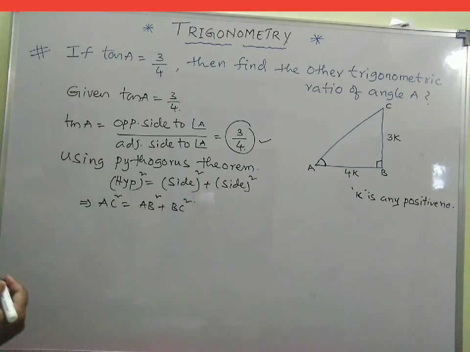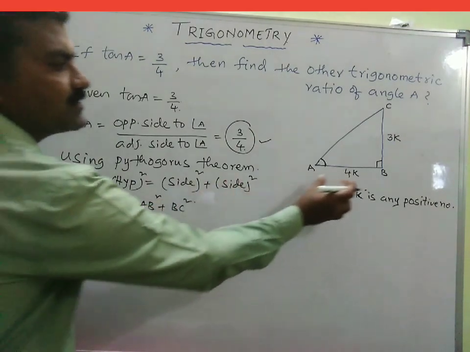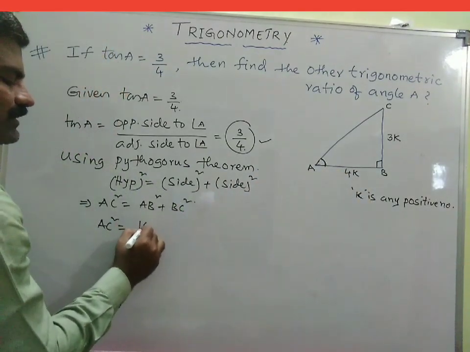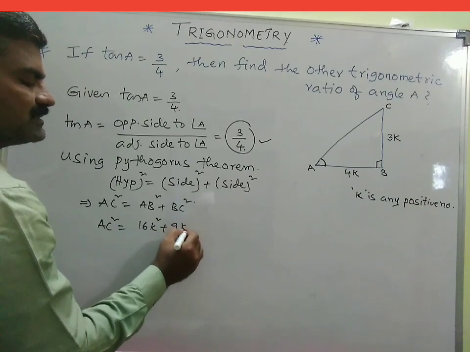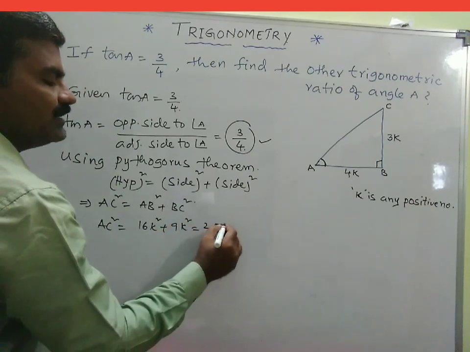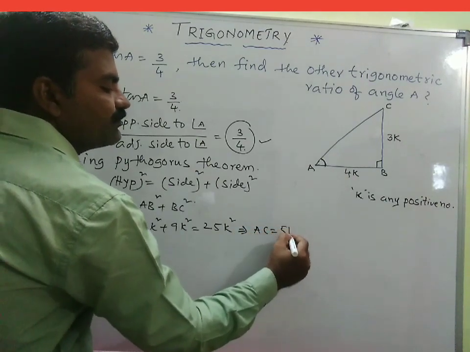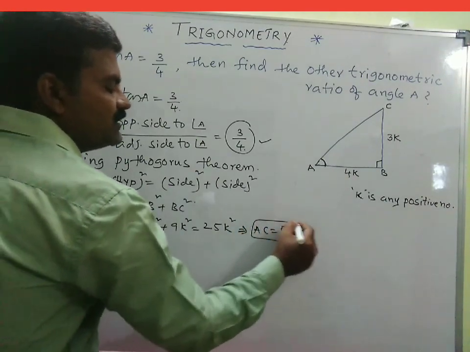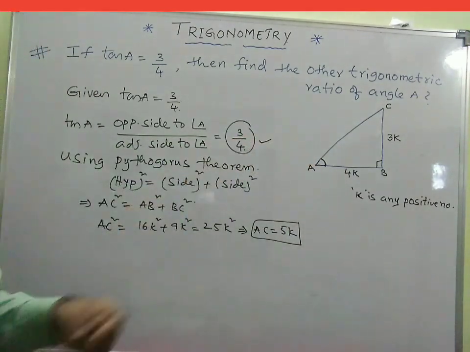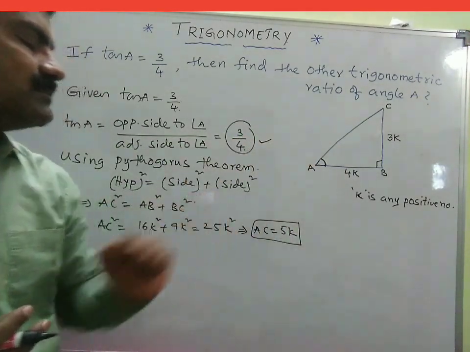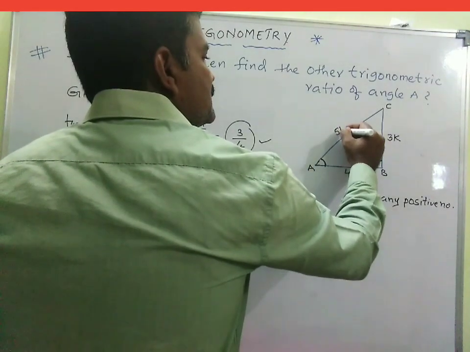one is AB and another one is BC. So now I want to find AC square, which is equal to AB square, 4k whole square, which is 16k square, plus BC square, 3k whole square, which is 9k square, finally 25k square. So from this AC is equal to 5k. Actually we will get plus or minus, but AC is the length of the hypotenuse, no? Length can never be negative, so that is 5k. Okay, so now I know that this is 5k.